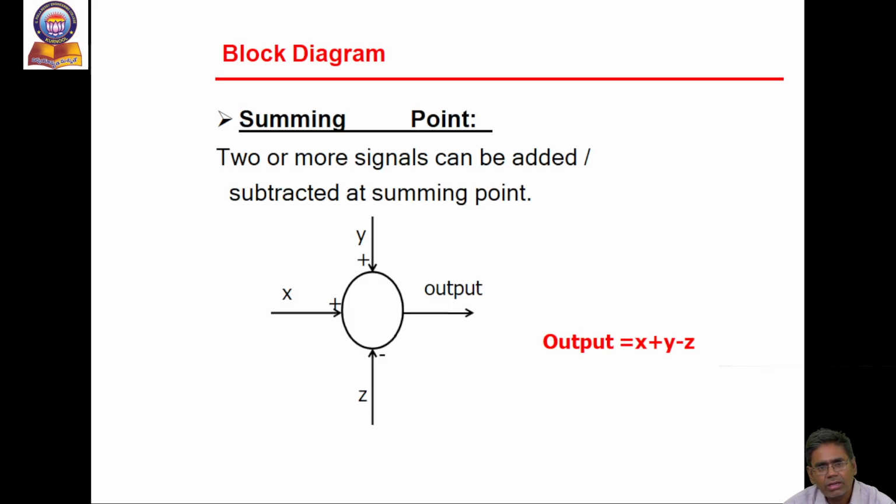The components of a block diagram are the summing point, take-off point, blocks connected in series, and blocks connected in parallel. There are some rules for reduction of a block diagram to obtain the simplified transfer function. The summing point: two or more signals can be added or subtracted at a summing point. Here there are three signals x, y and z. x is a positive signal, y is a positive signal, z is a negative feedback signal, then the output is equal to x plus y minus z. That is how a summing point is represented.